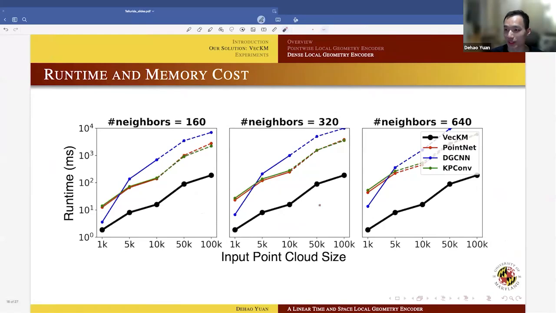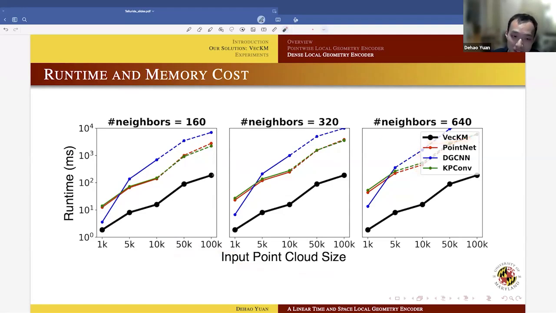Okay, so after getting that, we can see what the runtime and memory cost is. You can imagine that when your input point cloud size increases, the gap between the existing methods grows. Here, all three are the existing methods, and the black is our encoding.